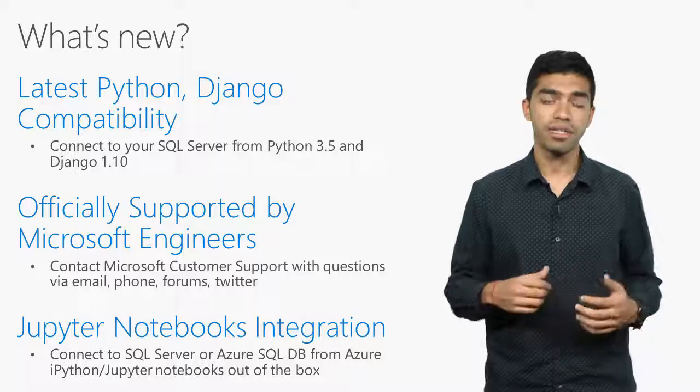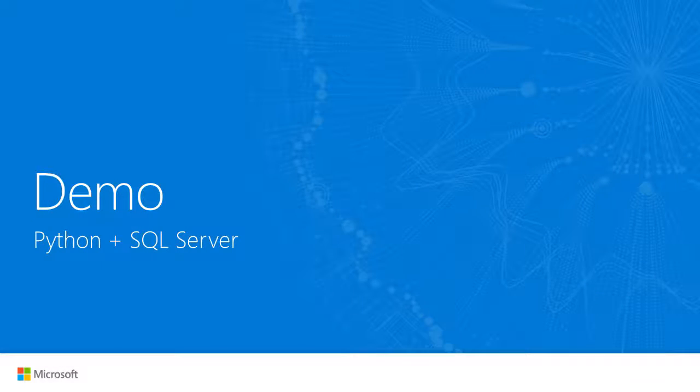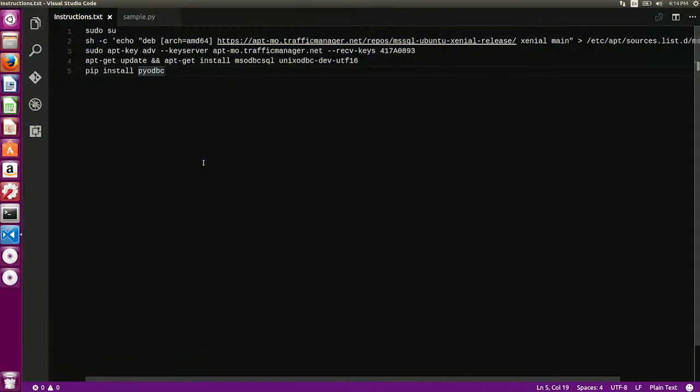SQL Server and Python. In this demo, we're going to talk about how to use Python with SQL Server. Before we do that, we need to install the Python connectors that are required to connect to SQL Server. So we're going to use PyODBC and its prerequisites, which would be the Microsoft ODBC connector. To install the prerequisites and the connector, all you really need to do is copy these 4 lines of code into your terminal. So we're going to do that one by one.